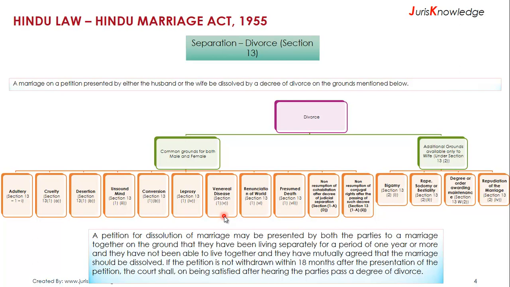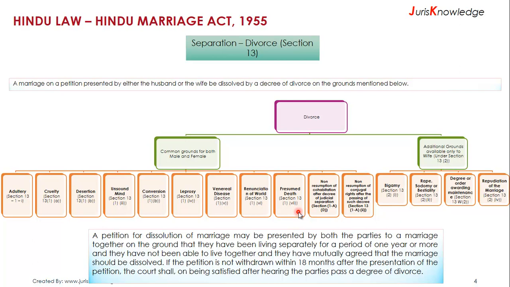If one of the spouses is suffering from a serious disease that is easily communicable, a divorce can be filed by the other spouse. Sexually transmitted diseases like AIDS are accounted to be venereal diseases. Renunciation of world, Section 13(1)(6). A spouse is entitled to file a divorce if the other renounces all worldly affairs by embracing a religious or a spiritual order. Presumed death is defined under Section 13(1)(7).